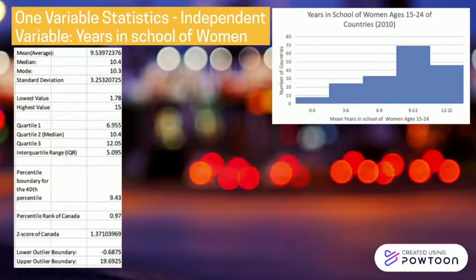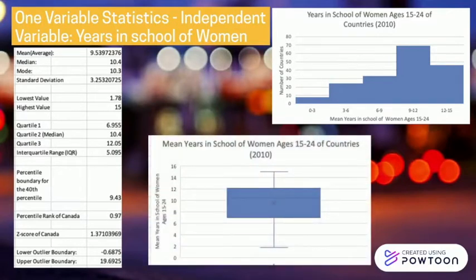Since this is a left skew, the mean is affected the most by lower data points, making the median the best measurement of central tendency for this dataset. Additionally, since the graph is not normally distributed, the estimates using the standard deviation will be off. However, the standard deviation, 3.25 years in school, is a useful calculation when comparing this value to other years to see how the spread changes annually.